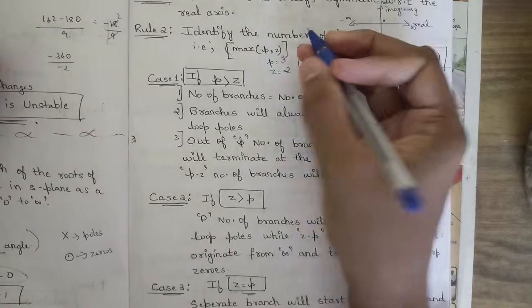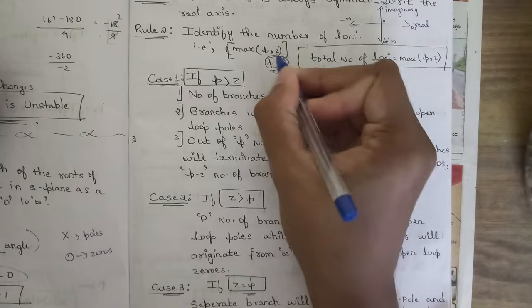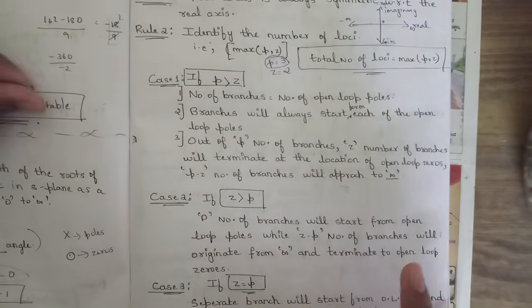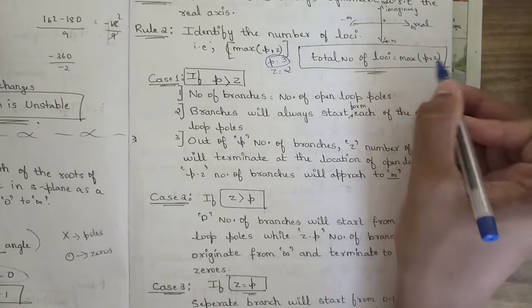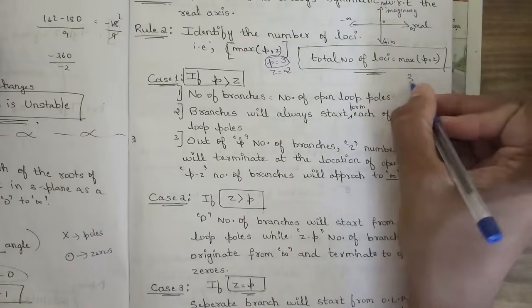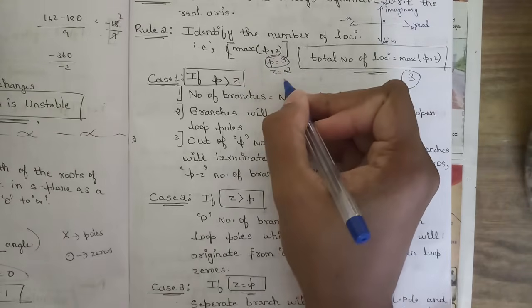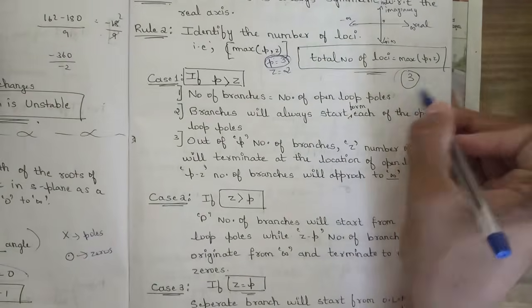Max of p comma z means the one having the maximum value, that is, the poles are having the maximum value in this example that I am taking. So the total number of loci is max of p comma z, and therefore our total number of loci in this example is 3, since max of p comma z, where poles are greater than zeros, is what we take as the total number of loci.